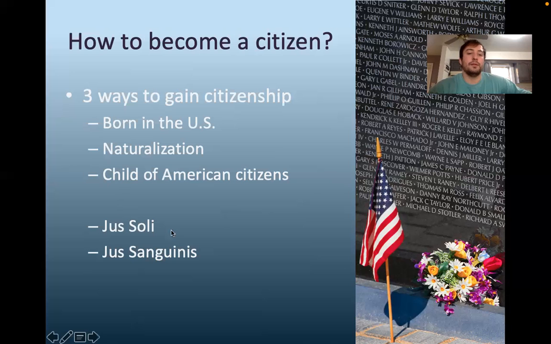Jus soli is solely understanding that we were born in the U.S., on the home ground, the soil of the U.S. And jus sanguinis is that you are a child of a person that was born in the United States. So again, you gain citizenship if you're born in the U.S., through the naturalization process, or if you're a child of American citizens.